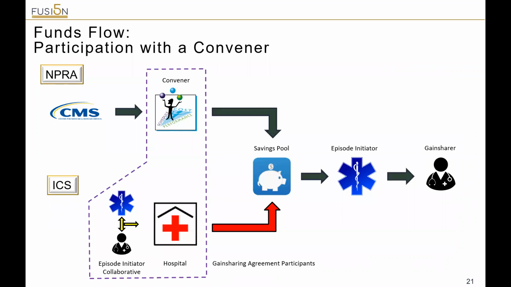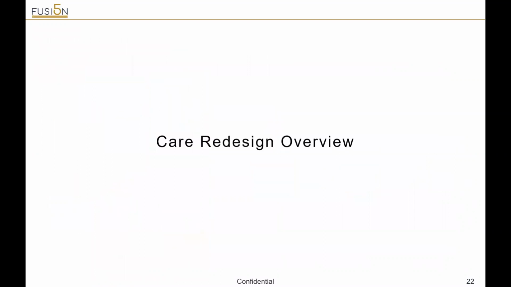Internal cost savings is listed on the bottom. That's ICS. There's an initial relationship between the convener, the hospital, and the episode initiator. They all get together, work on what can generate internal cost savings, those dollars that can be generated based on whatever that contractual relationship is, funneled to the convener, to the savings pool. That is not something that we share in any of that dollar value. That goes into the savings pool for distribution out to the episode initiator.